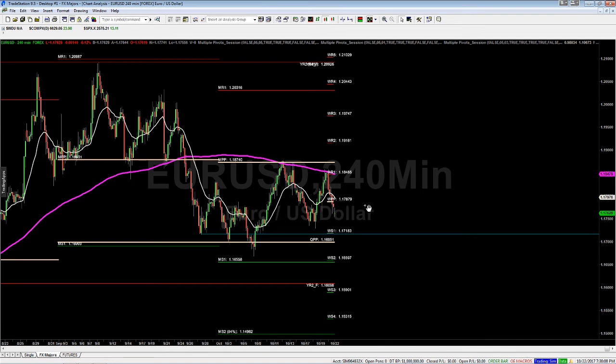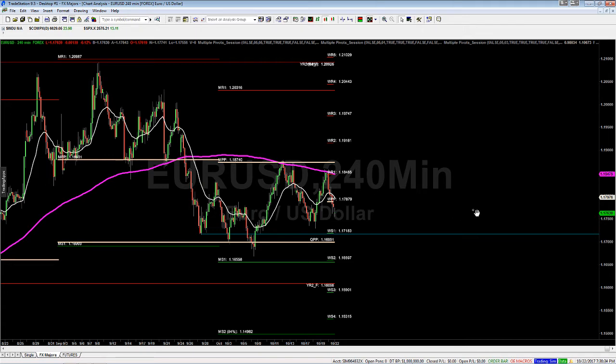When trading this pair, I tend not to use the weeklies very much, as I like to be somewhat of a longer term trader, but I do use them for a bias. And right now the euro dollar is below the weekly pivot, and that tells me for the current week we currently have a bearish bias for the pair.